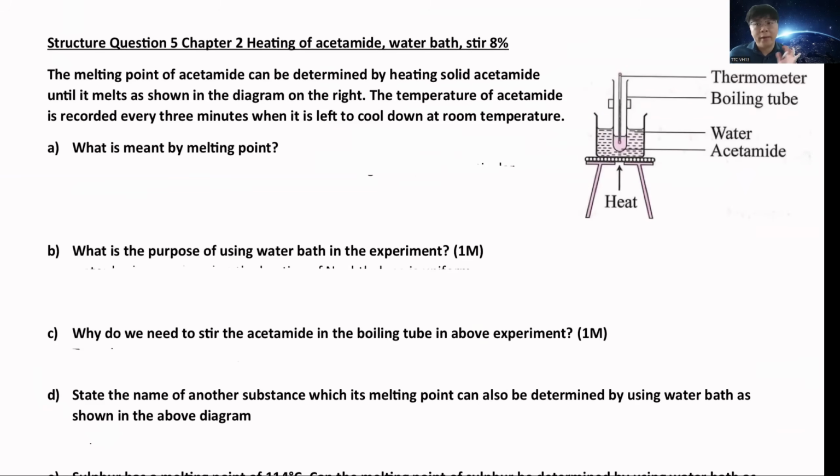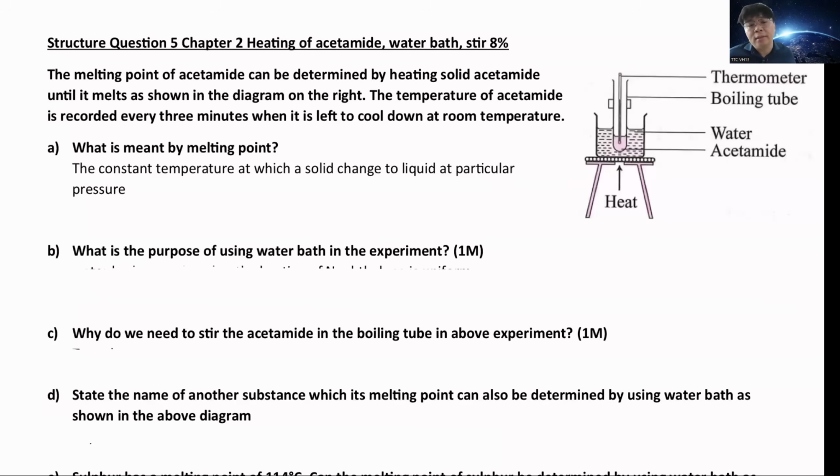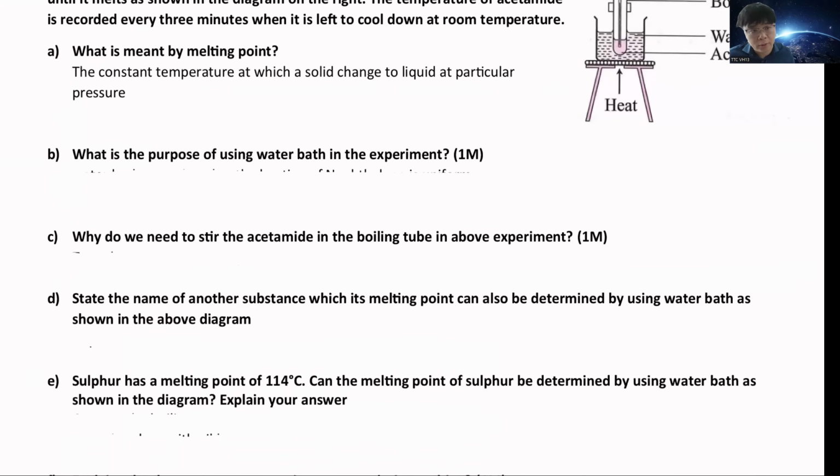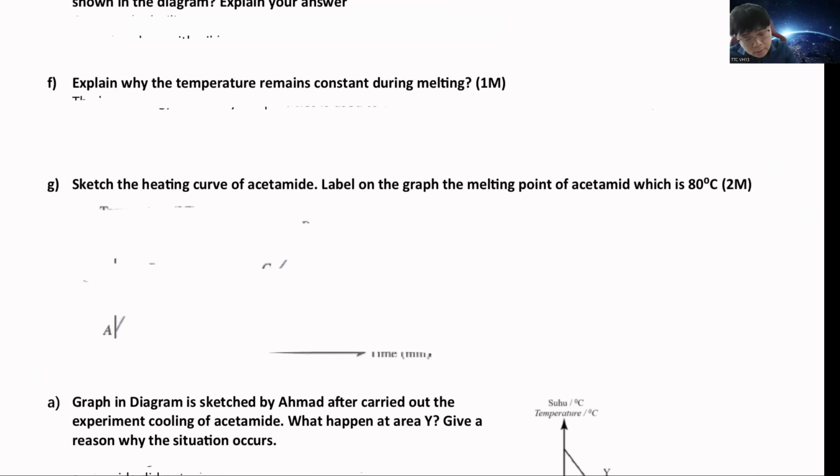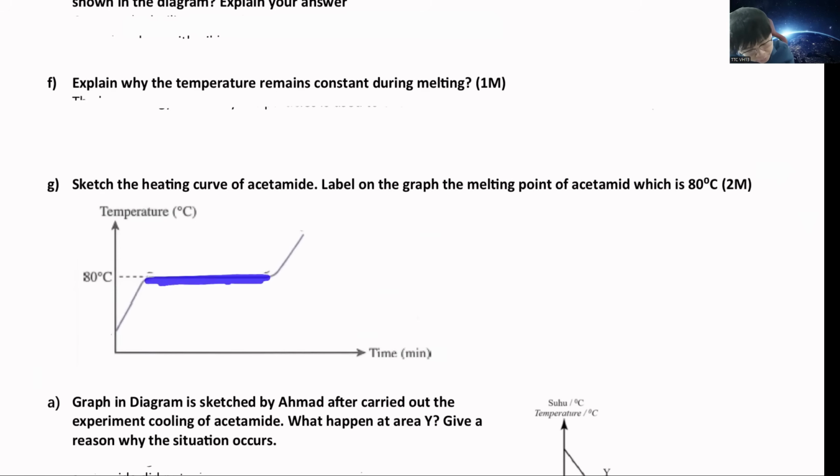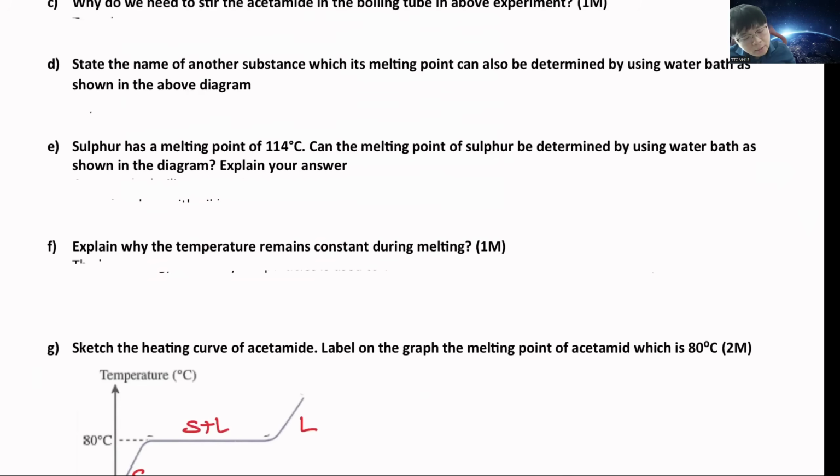Question 5 will be around 8 marks. So first, they might ask about melting point. The question will be related to the heating of acetamide. So what is melting point? It's the constant temperature at which the solid turns into liquid at a particular pressure. So what is the melting point on the graph? This is the melting point, which the temperature will start at this temperature here, because here is the part that the solid turns into liquid. Here is the mixture of solid and liquid.